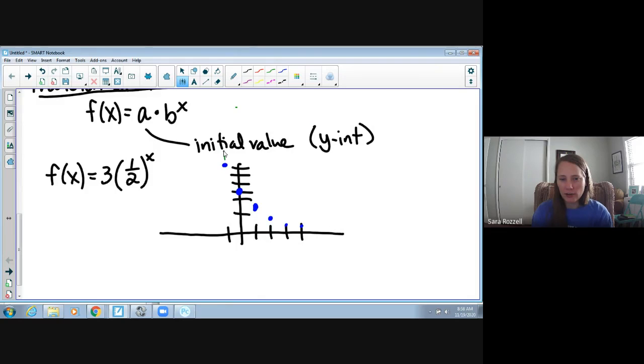But this is what a decay graph looks like. It's just the reflection of a growth on your y-axis, if you're wondering about that. So that would be our y-intercept. That tells us what happens each time.